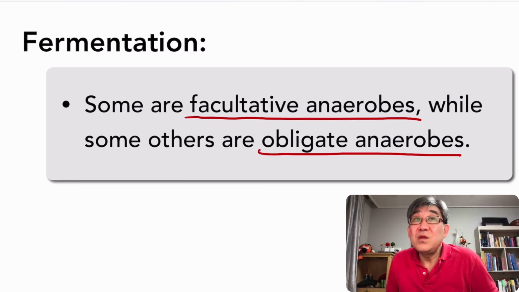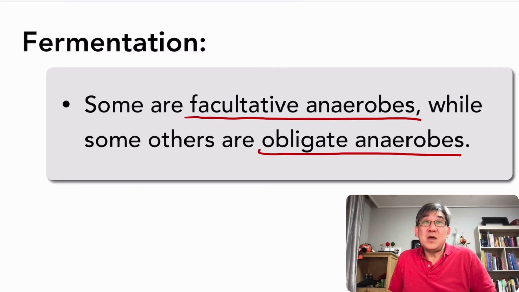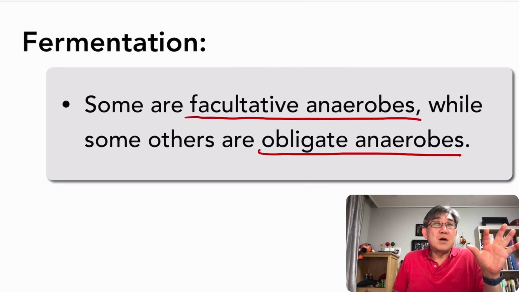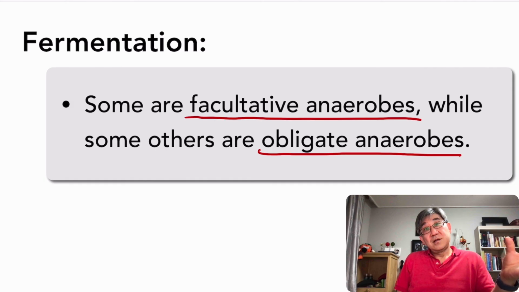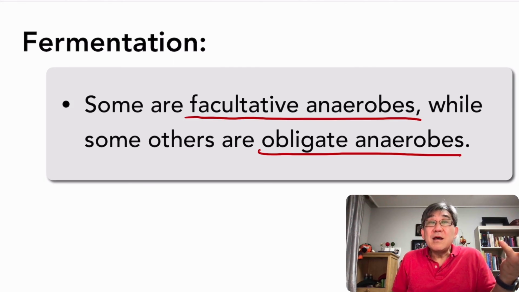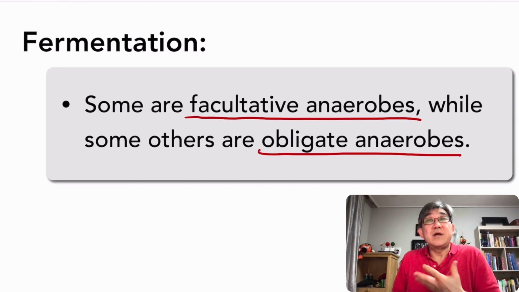But then don't get me wrong. Maybe those prokaryotes don't have any mitochondria. So why do they need any oxygen? Because they're not able to do the whole aerobic respiration after all, because they don't have any mitochondria. Yes.